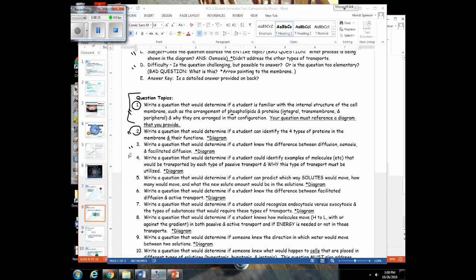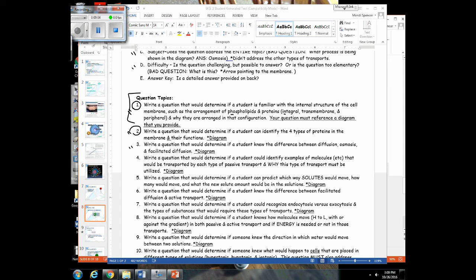Your second question or questions are going to be about those 4 types of proteins that we discussed on page 2. Can they recognize transport proteins, receptor proteins, and so on? Again, each question has to be about a diagram. So you have to Google some images. Google receptor proteins and transport proteins, and look at different ways you can diagram them, and then ask questions about the specific diagrams that you put in your test questions.